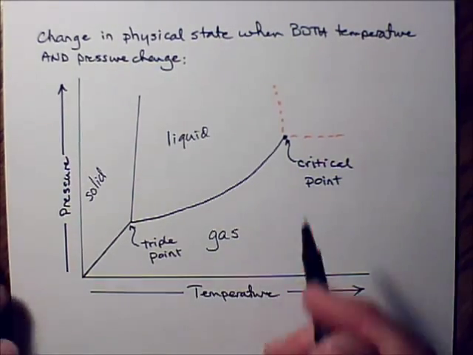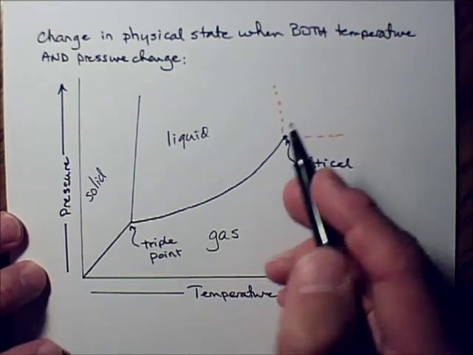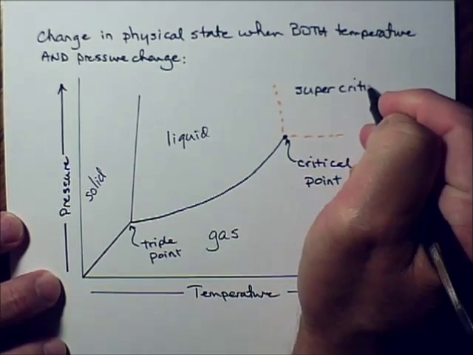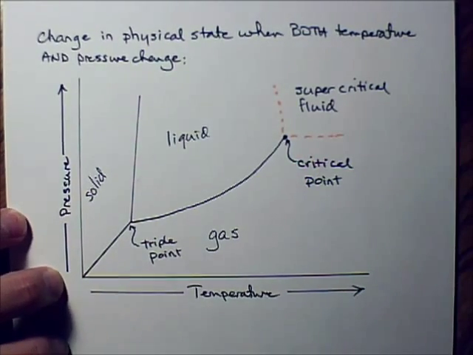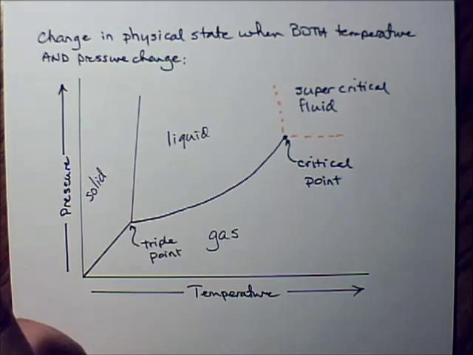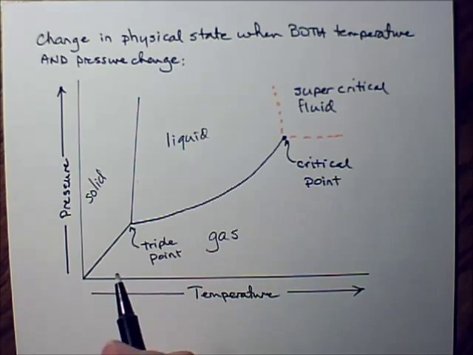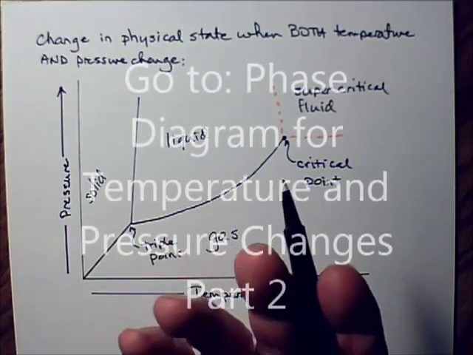Okay? And this region up here, when we have a substance past that temperature at which it can't become a liquid, that substance then is called a supercritical fluid. Supercritical fluid. Now just to be clear, a fluid is anything that can flow. So that includes both gases and liquids. Do you understand that both gases and liquids can flow?